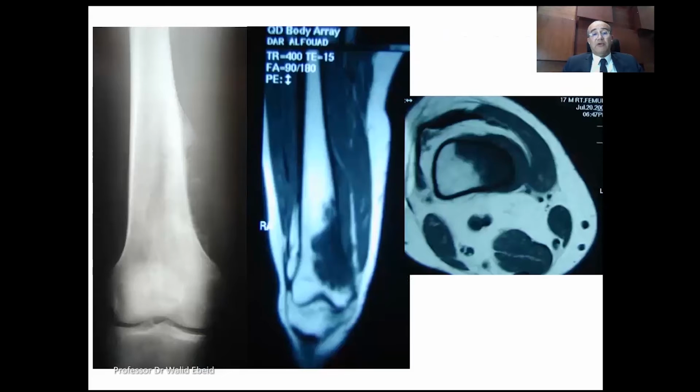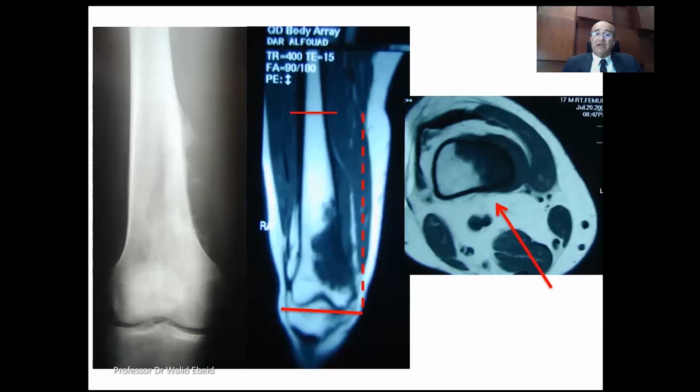If you look at the X-ray on the left, this is an X-ray of an osteosarcoma of the distal femur, but you cannot by any means know the extent of the tumor from the X-ray. Whereas with coronal cuts in the MRI, you can exactly measure the length of the intraosseous extent. You could exactly know the extraosseous extent, the relationship of the vessels to the tumor.